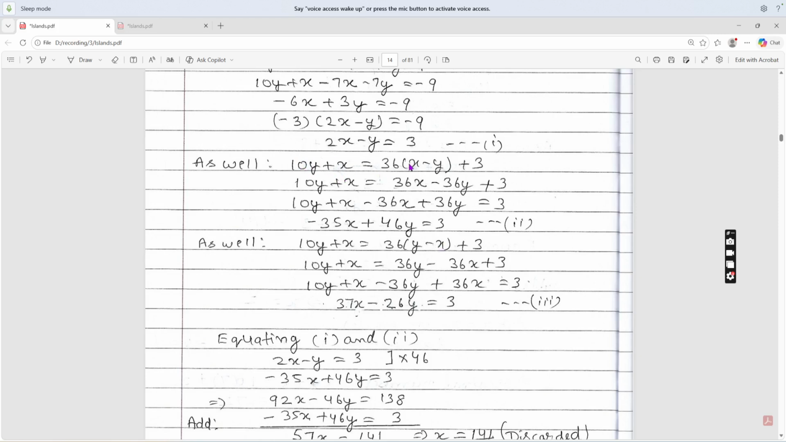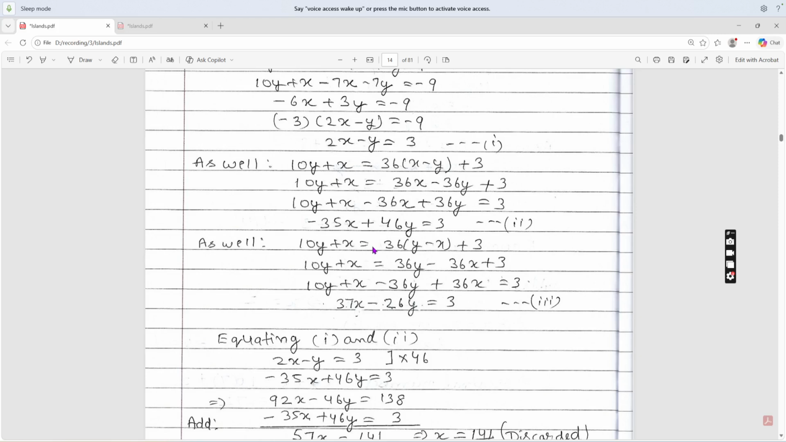So the number obtained is equal to multiplying the difference of the digits by 36 and adding 3. So this is the first case: 10y plus x is equal to 36 into (x minus y) plus 3. Or the number obtained by either multiplying the difference by 36 and adding 3. This time the difference is y minus x. So the equation would be 10y plus x is equal to 36 (y minus x) plus 3. Now what we have to do? We just have to open all the brackets in order to get the linear equation in two variables in standard form.